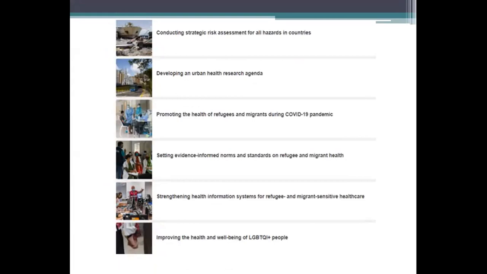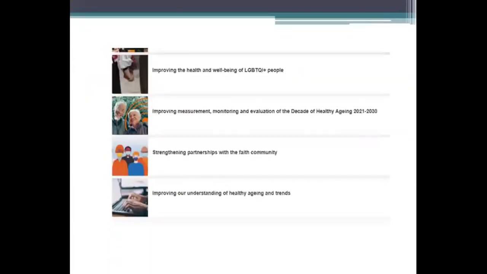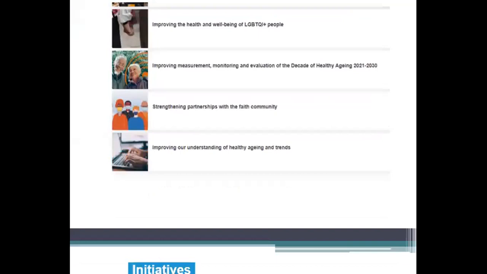and strengthening health information systems for refugee and migrant sensitive health care, improving the health and well-being of people, improving measurement, monitoring, and evaluation of indicators of health, strengthening partnership with faith and community, and improving understanding of health and aging.